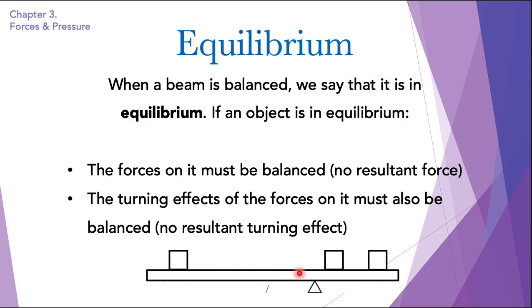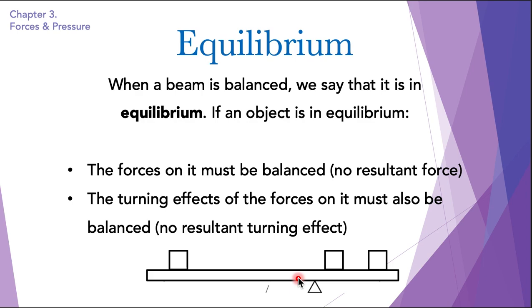We can also make this beam balanced by placing only one load over here at this point or over here maybe. So then it might get balanced because only one load over here would make it balanced. So this is the example of equilibrium, that the forces on this beam are balanced and there are no turning effects on this beam as well. There is neither any resultant force nor any resultant turning effect on this beam.